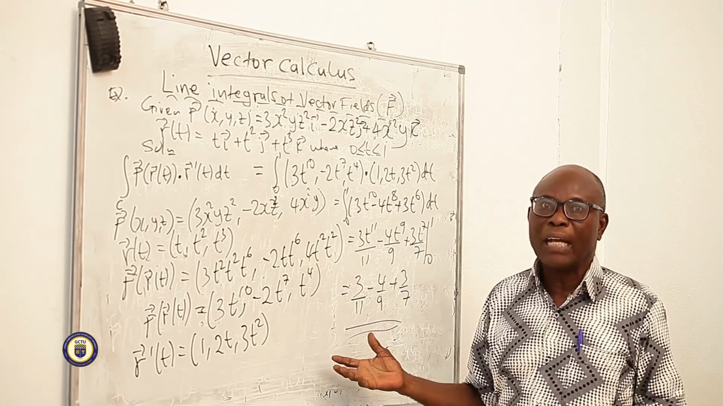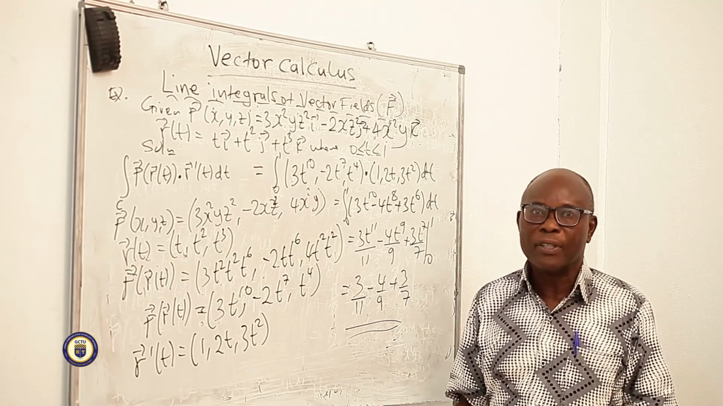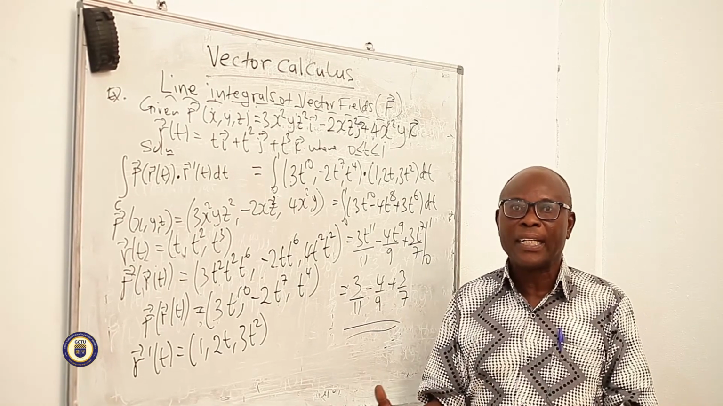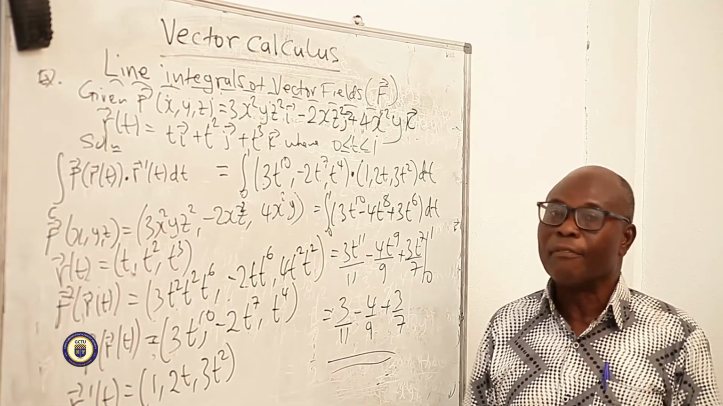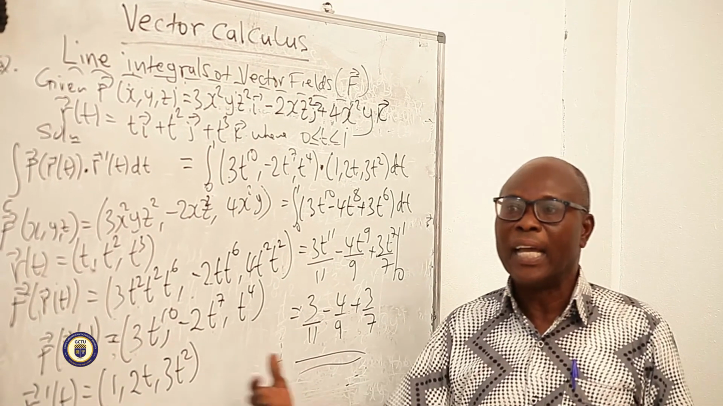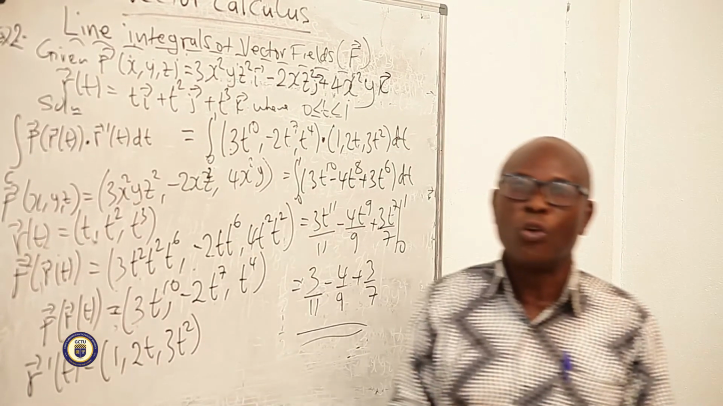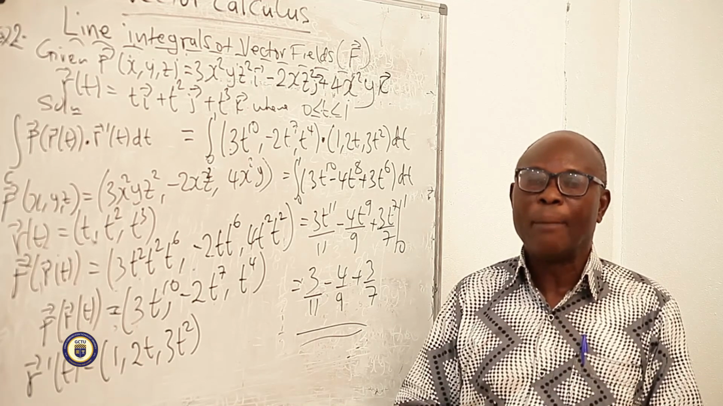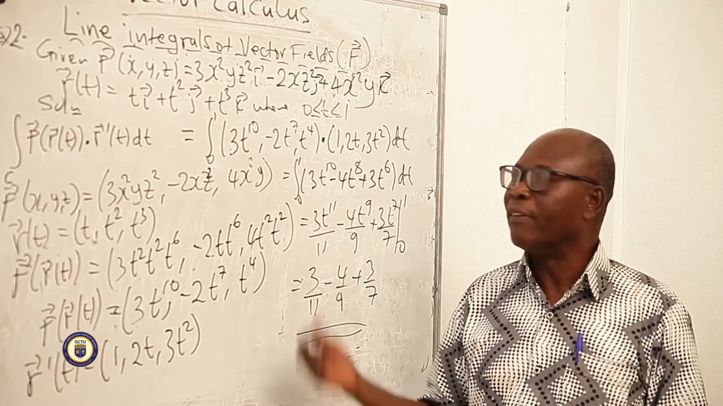And so that will conclude the line integral of vector fields, whether the vector field is on a plane, as we've seen in example 1, or whether the vector field is in space, which is what we've done in example 2. And so given any vector field, we are now in a better position to find the line integral of the vector field.